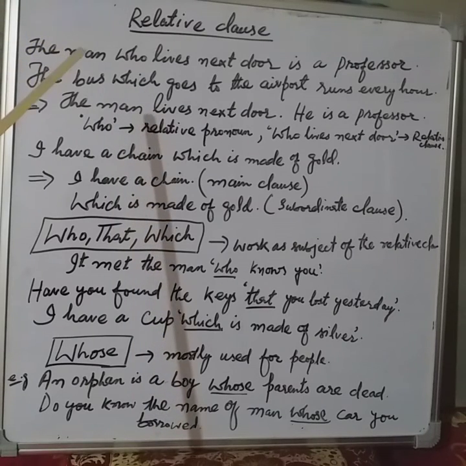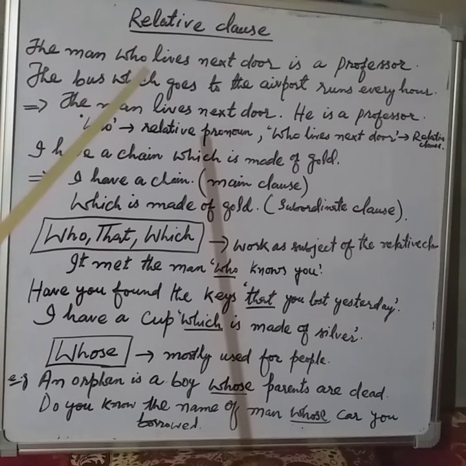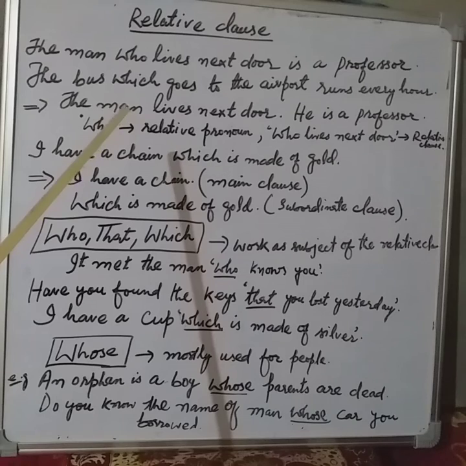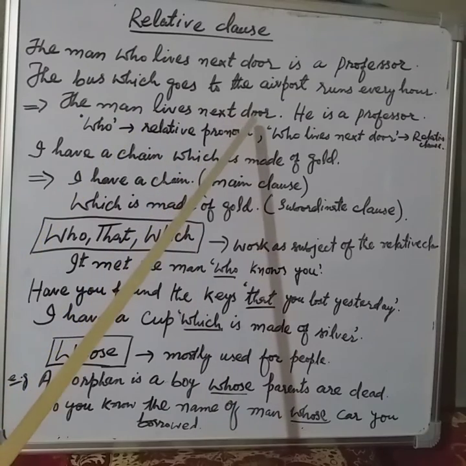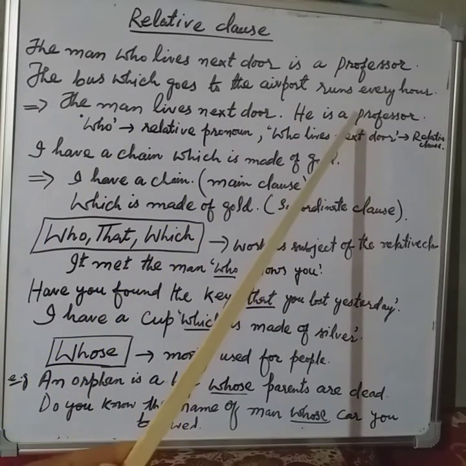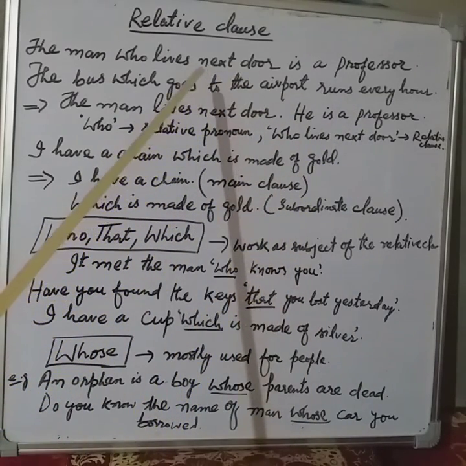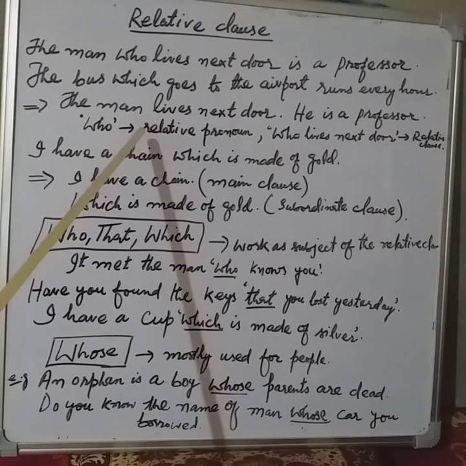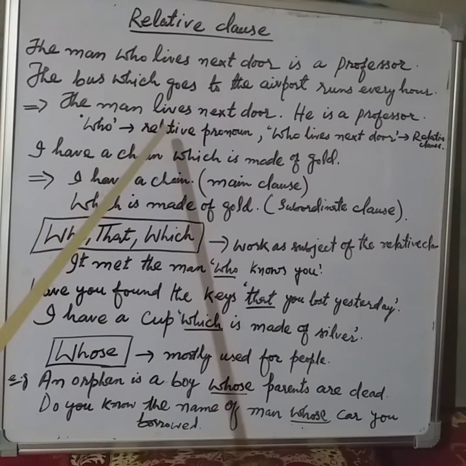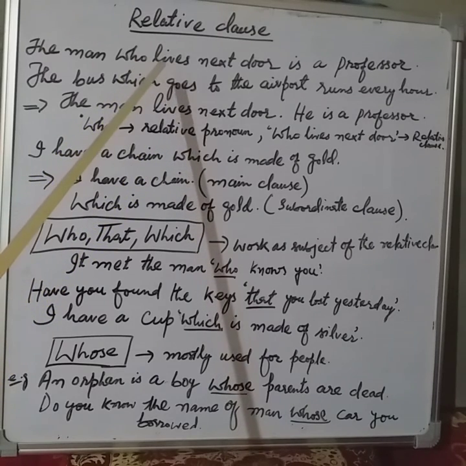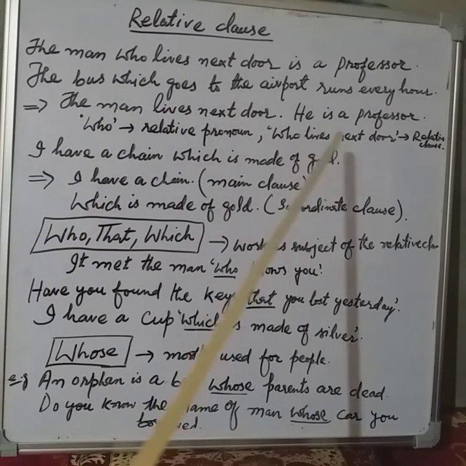Here we can say that the man who lives next door is a professor. We can divide the sentence into two sentences. Here it's one sentence, but we can make two sentences from it. For example, the man lives next door. He is a professor. But when we combine these two sentences with the help of who, which is a relative pronoun, then the part of this sentence, who lives next door, becomes a relative clause.